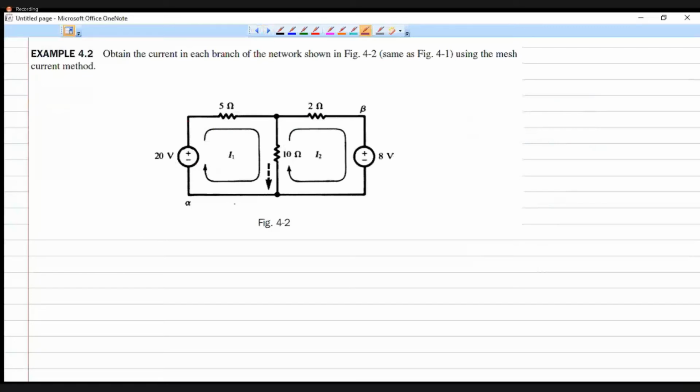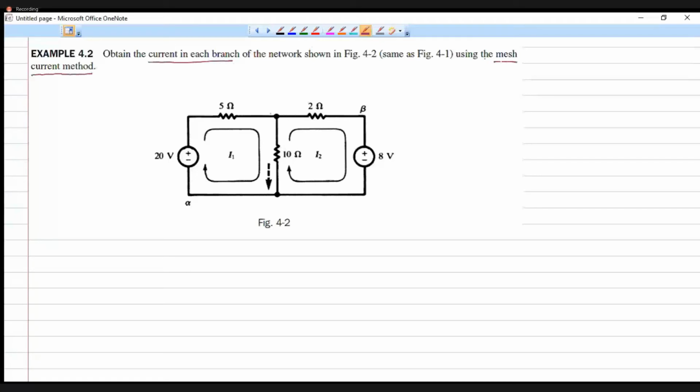So we have the same circuit, and we are asked to obtain the current in each branch. We are asked explicitly to use the mesh current method. Okay. So if the question mentions that you have to use the mesh current method, then you have to use the mesh current method. Don't use the node voltage analysis.